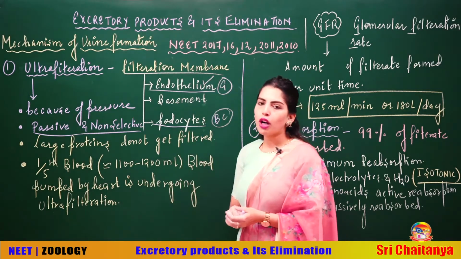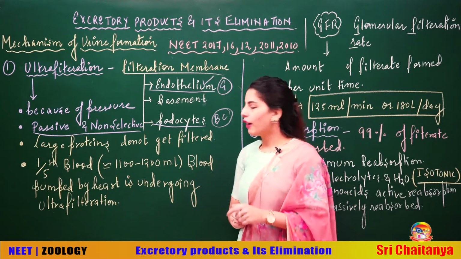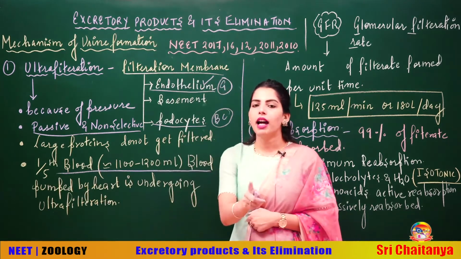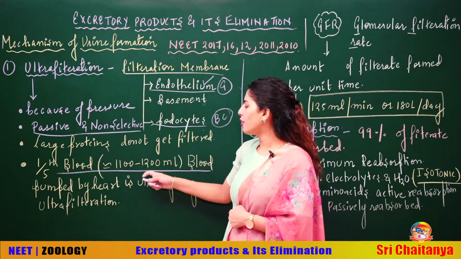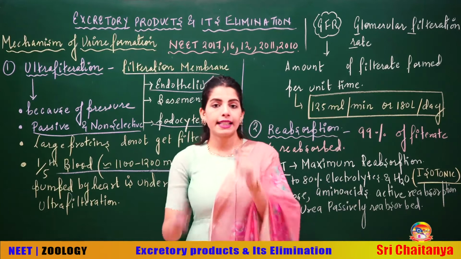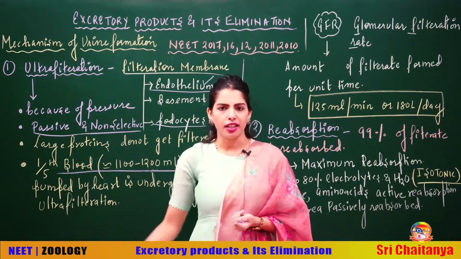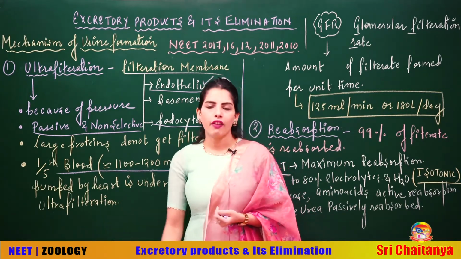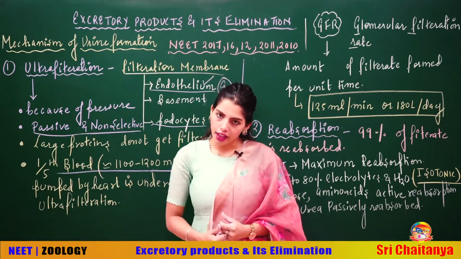Now talking about what percentage is coming into your kidneys that undergoes ultrafiltration, students, I have written that about 1/5 of the blood pumped by the heart, which is approximately 1100 ml to 1200 ml, this 1/5 of blood is coming into the kidneys and undergoing the process of ultrafiltration. Is it the GFR? A lot of students get confused that this is the GFR. No, this is only the amount of blood undergoing ultrafiltration.